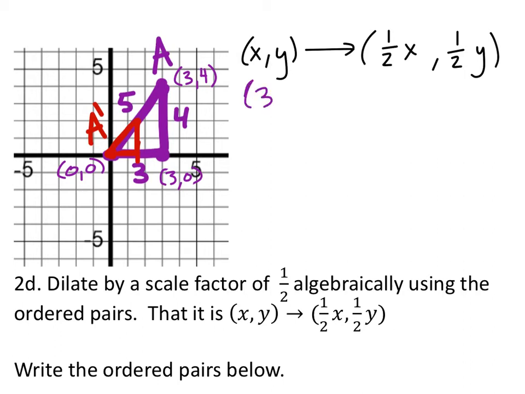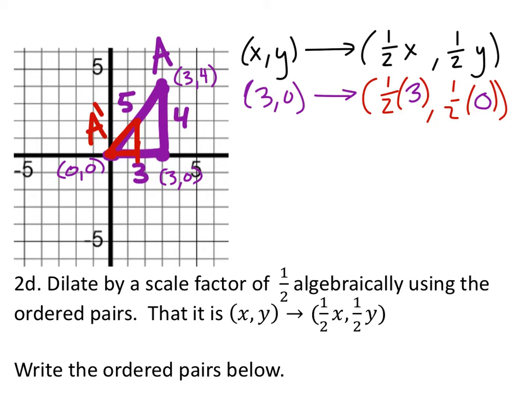I'm going to start with (3, 0), and I'm going to transform this by a scale factor of 1/2. So with this rule, we're taking 1/2 and multiplying it by 3 to get this new ordered pair, which was (1.5, 0), which is this point on the graph. Continuing, if we use (3, 4), we already have the 1/2 multiplied by the 3, but 1/2 multiplied by the 4 is 2. And that, again, is this point right here, which is (1.5, 2).